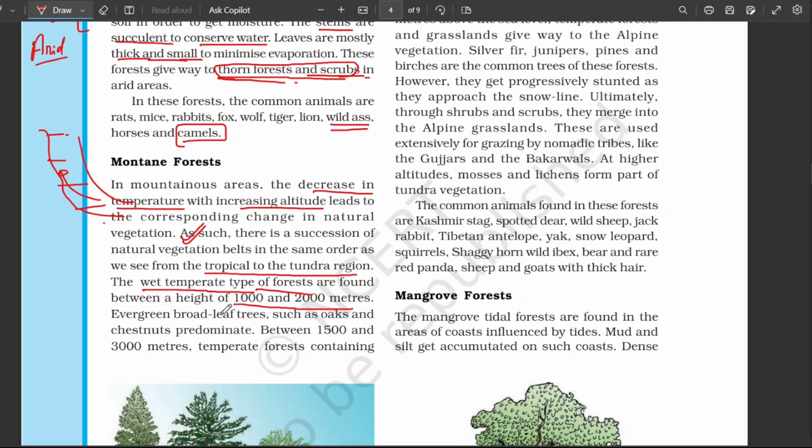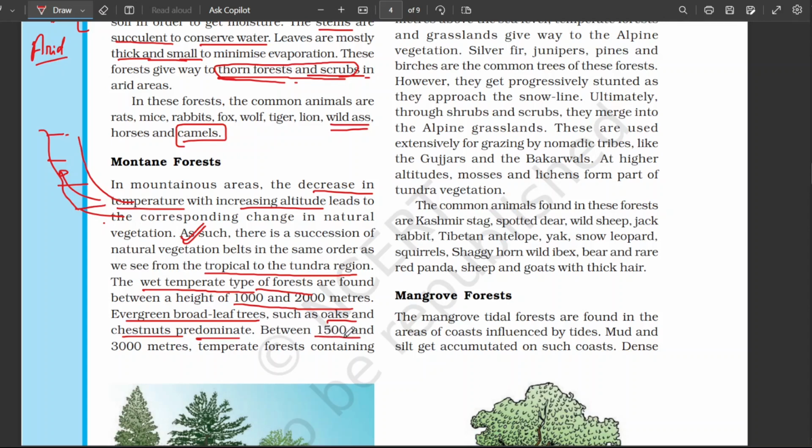ठीक है, ये कहाँ से कहाँ मिलता है? 1000 to 2000 meters. Evergreen broadleaf trees such as oaks and chestnuts predominate. Where? In the wet temperate type. So 1000 to 2000 में आपको क्या मिल रहा है? Evergreen broadleaf trees such as oaks and chestnuts.